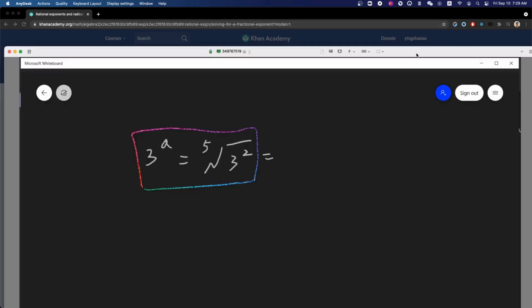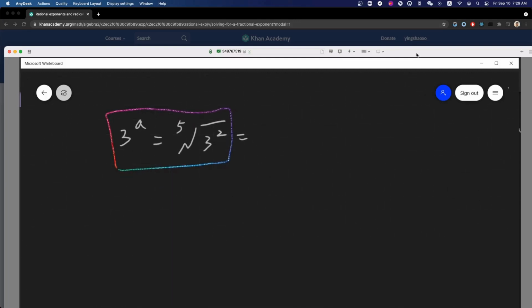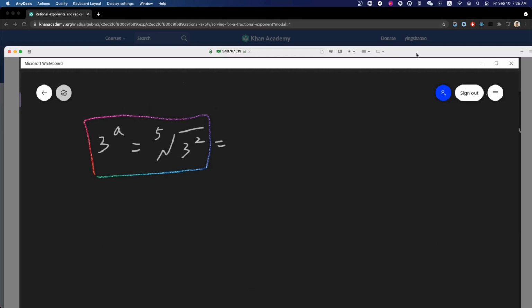Or we could do it in another way. So basically, what we need to do is to maintain the equality of that equation all the way through the process of transformation. So at first, we want to get rid of the 5th root. How can we do that? We raise each side to the 5th power, so we can get rid of the 5th root of 3 squared.